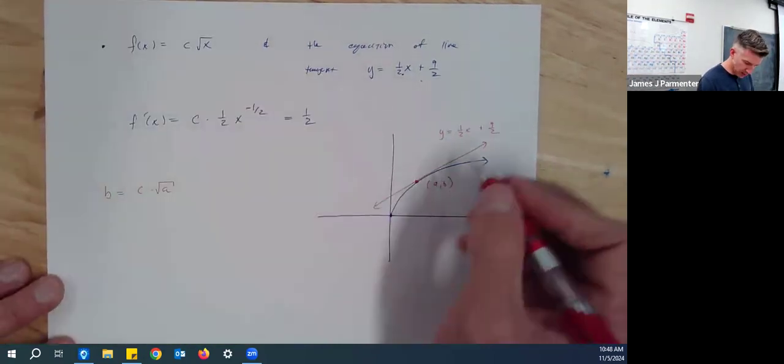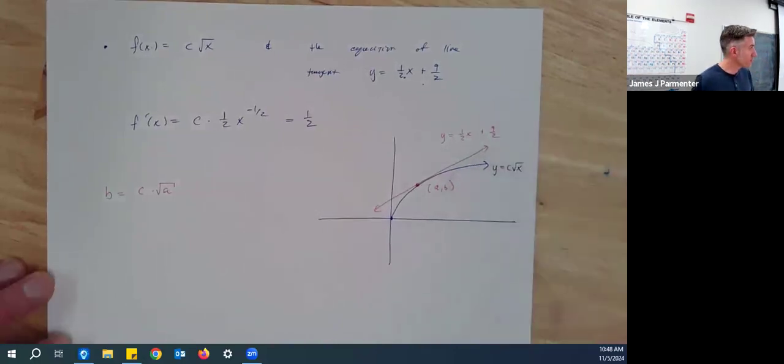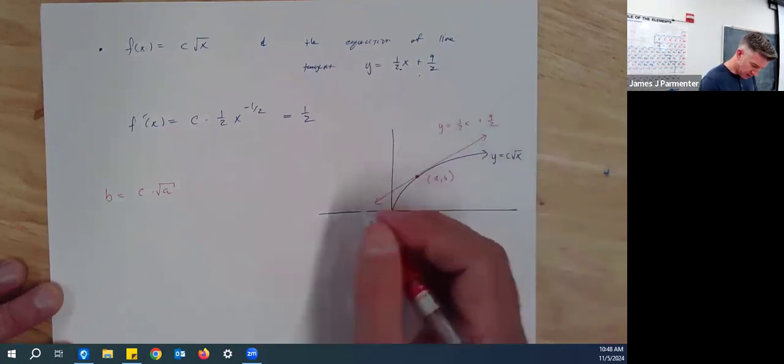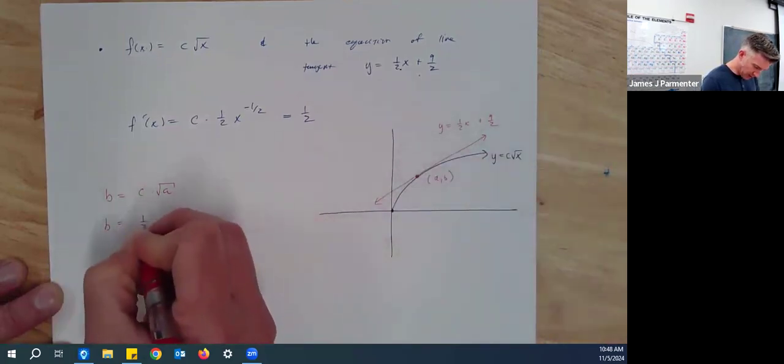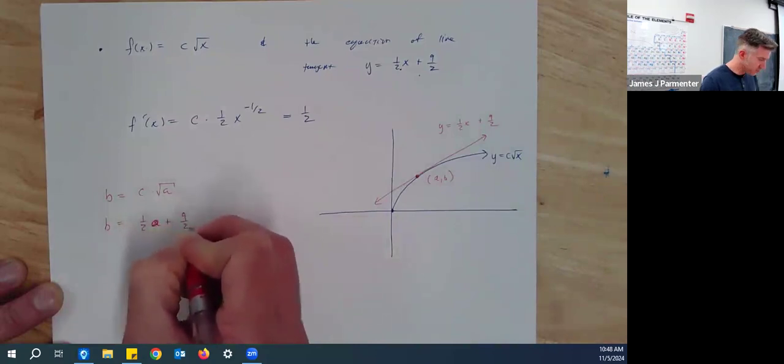Because it has to be, right? It's on this graph here, y equals C root x. I also know that it satisfies this equation here, so that B equals 1/2 A plus 9/2.